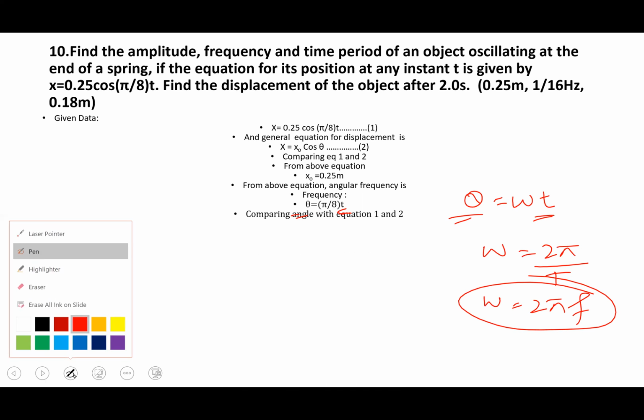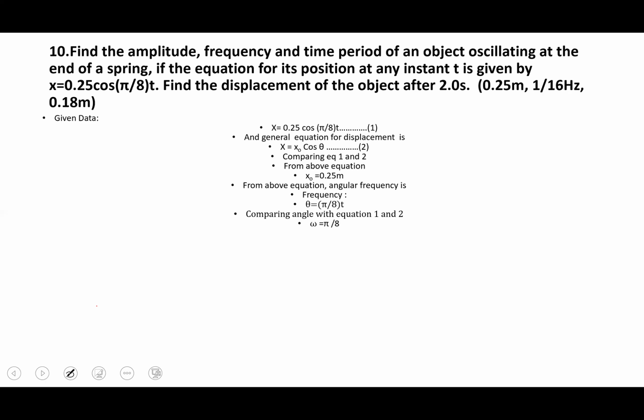Comparing equation 1 and equation 2, what do you get? Omega is equal to pi by 8, and as we know that omega is equal to 2 pi f, we are comparing the values, so pi will be cancelled over here, 2 will go to the other side, it will multiply with 8, it will be 1 over 2 multiplied by 8, or we can say 1 divided by 16 hertz. Now this is the frequency which we have calculated.